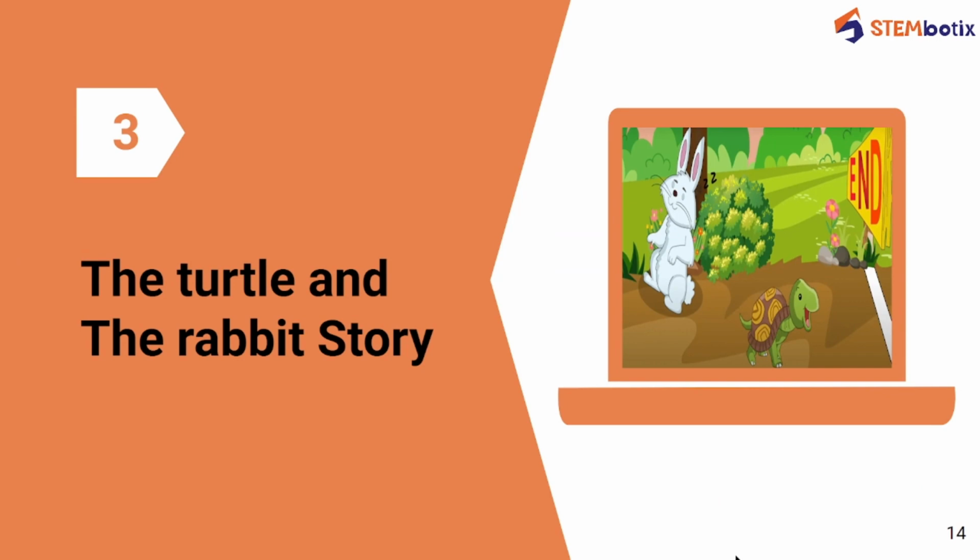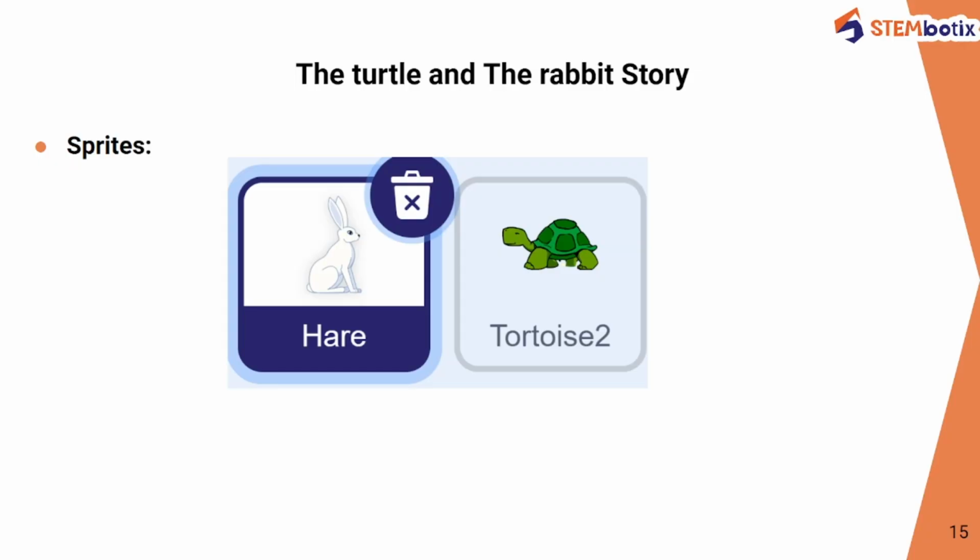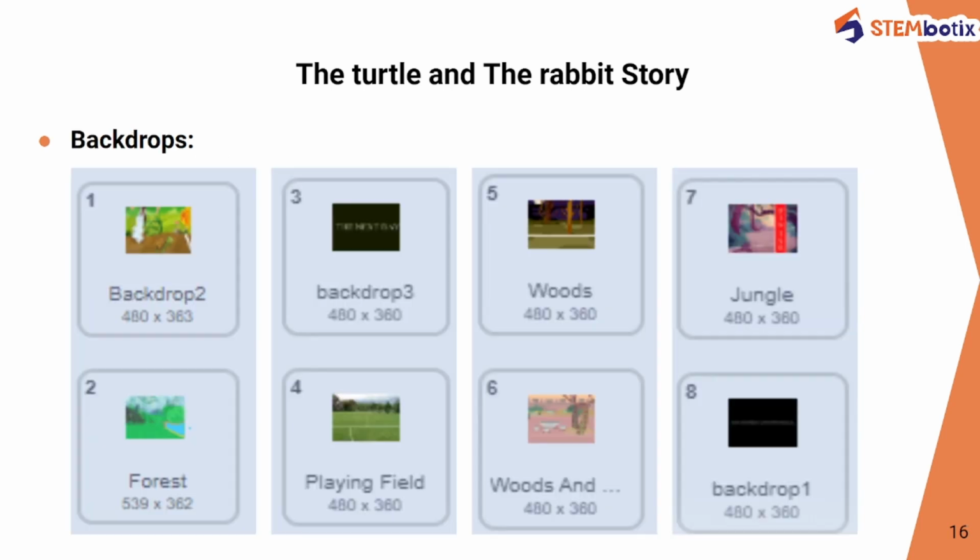After two interesting stories of working with a friend on the beach and a lost fish story, let's start our third story, which is the turtle and the rabbit story. These are the two sprites which we are going to use in our story. The first one is a rabbit and the other one is a tortoise. And these are the eight different backgrounds which we are going to need for this story.